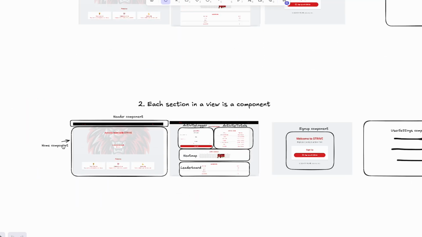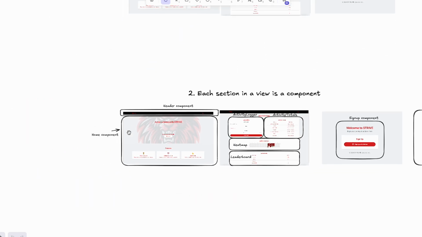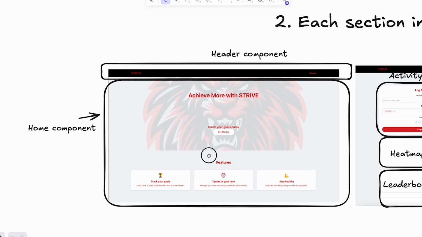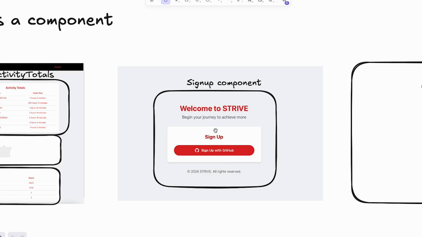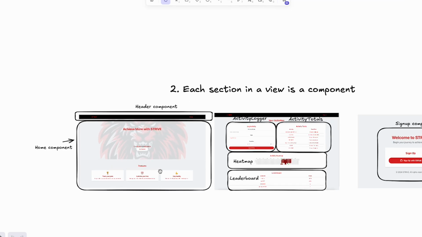Now each section in a view is a component. So for example, here in our home view, we have the header component and the home component. In our activity view, we have our activity logger, activity totals, heat map component, and leaderboard component. Same goes with our sign up component. Views have components inside of them.